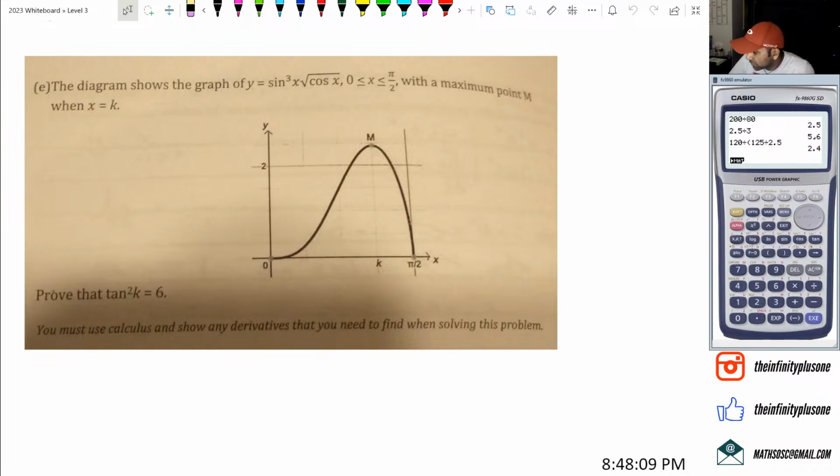So what I'd like you guys to do first is try and differentiate it. Differentiate this. You've got a product rule happening here, just to be aware. I'm going to write it slightly different for you guys, so that it helps you differentiate, because this is what I would do. Sine cube x, I would write it as sine x to the power of 3 multiplied by cos x to the power of half, because it is the square root of cos x.